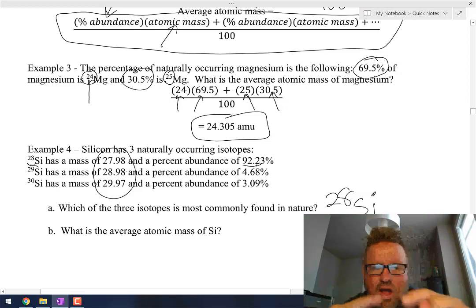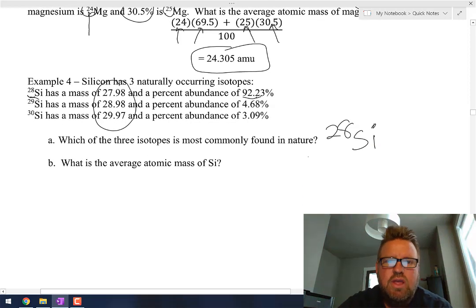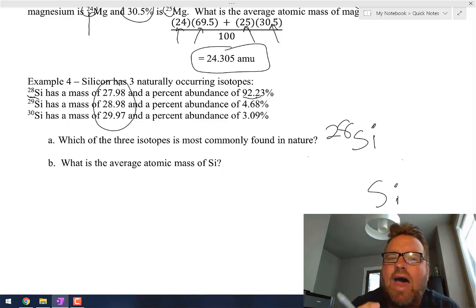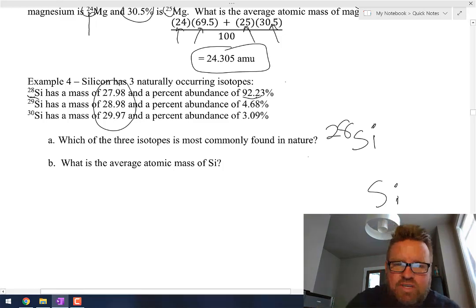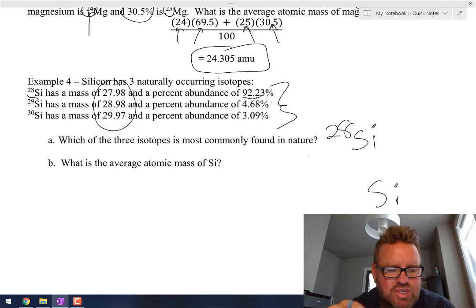Now, and again, I'll give you a hint here. I'm not going to do this one for you. I want you to do it. But you know how you can check your answer? Look at the periodic table. Look at silicon on the periodic table and look at its atomic mass. Because remember, the atomic mass of silicon is the average atomic mass of these 3 naturally occurring isotopes of silicon that exist. So the answer to your question for letter B is already on the periodic table for you. Let's just see if you can find it.